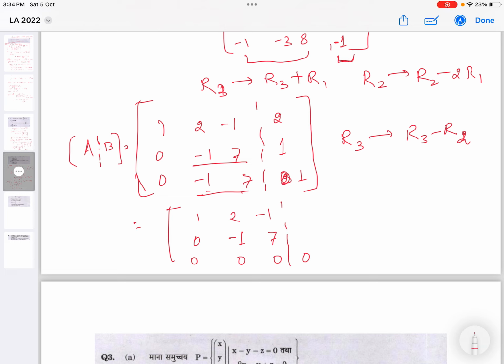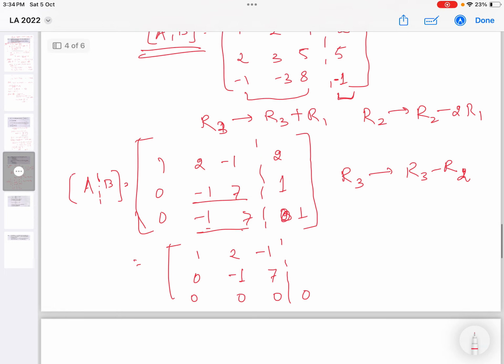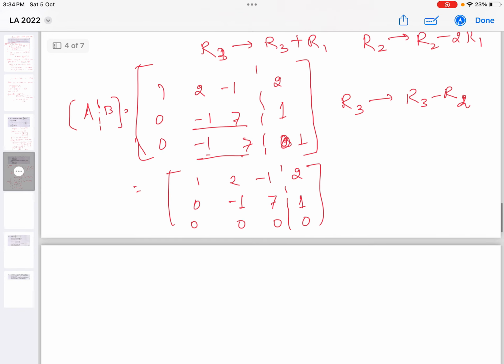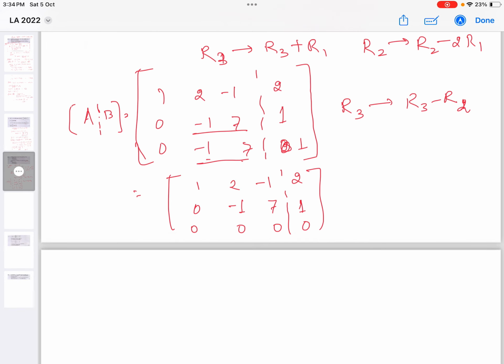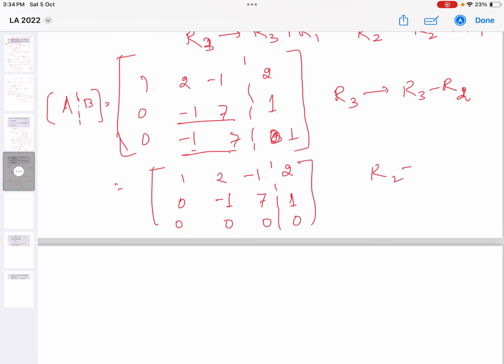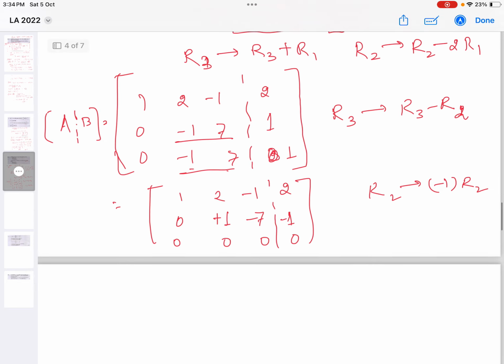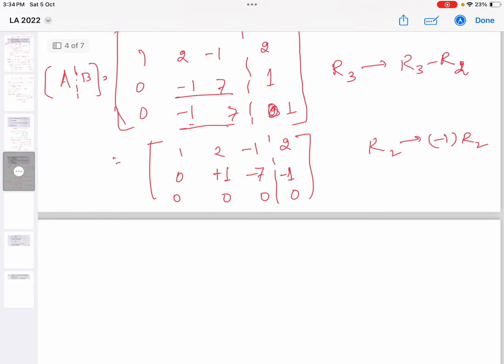So what we can do here, just proceeding the similar way. Here 1 will come, here 2 will come, and now here we multiplied R3, multiplied R2 by minus 1. This will become plus, minus minus. So this has become reduced in echelon form.